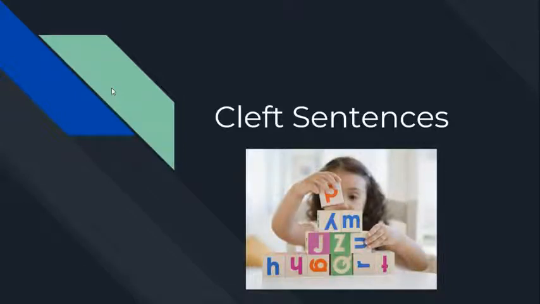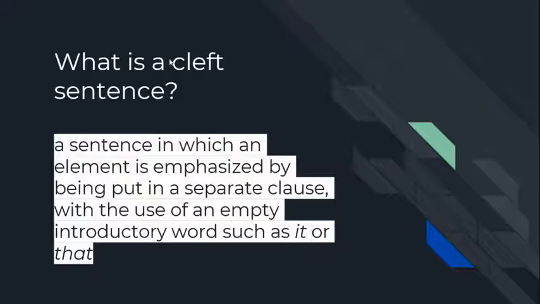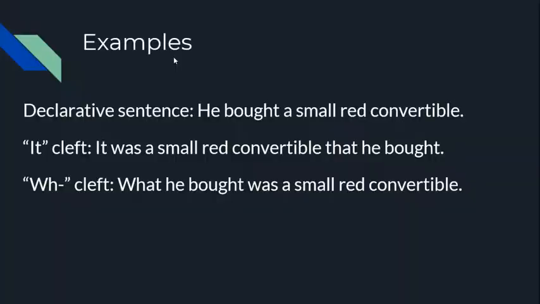Today we're going to be talking about cleft sentences. A cleft sentence is a sentence in which an element is emphasized by being put in a separate clause with the use of an empty introductory word, such as it or that. Let's look at some examples.